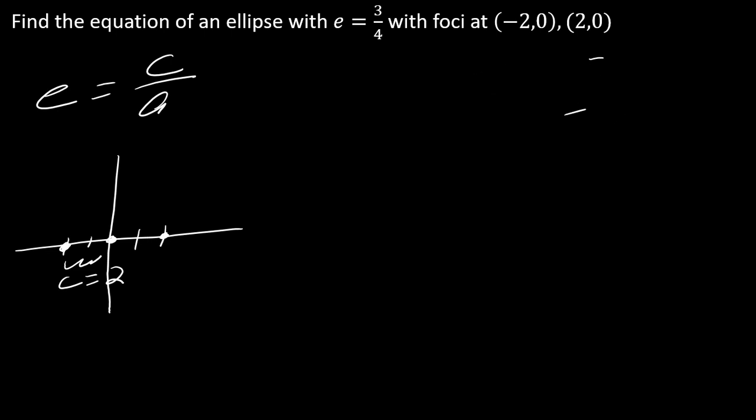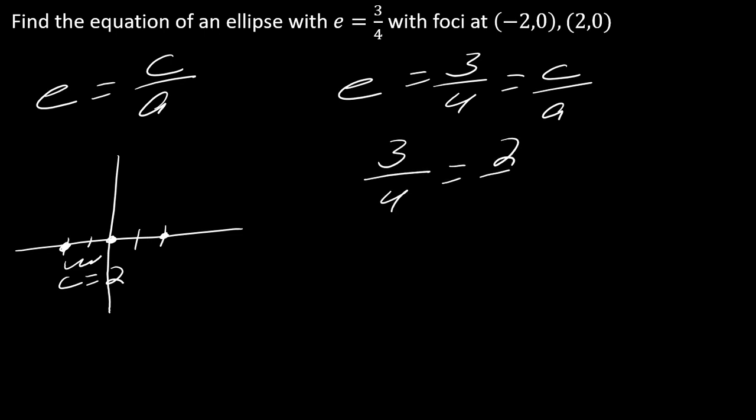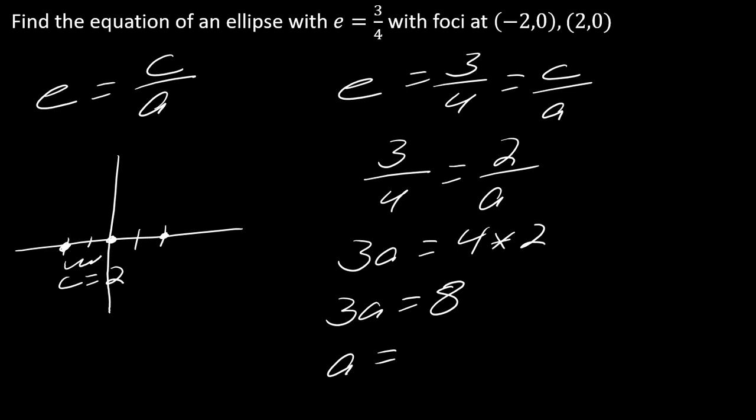So now, knowing for a fact that my c is equal to 2, I can play with this ratio. If I've got my eccentricity equals 3 over 4, well, I know that that's equal to c over a. And now I can go a step farther and say that my c is equal to 2, and now I have enough information to solve for a. So I get 3a equals 4 times 2, so I can just multiply down the diagonals. So I get 3a equals 8, therefore a equals 8 over 3.